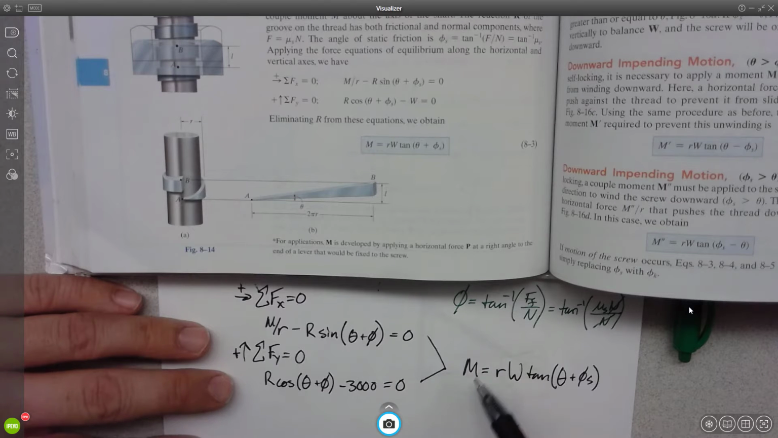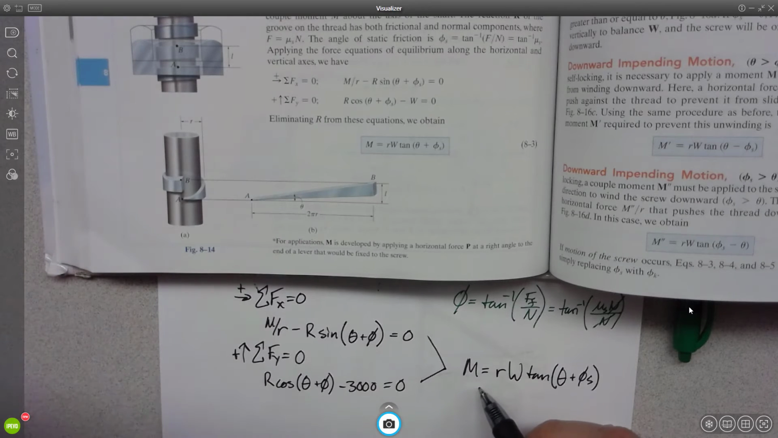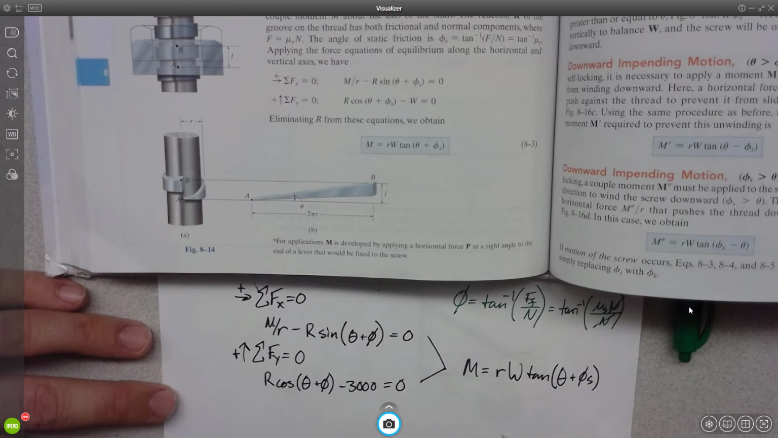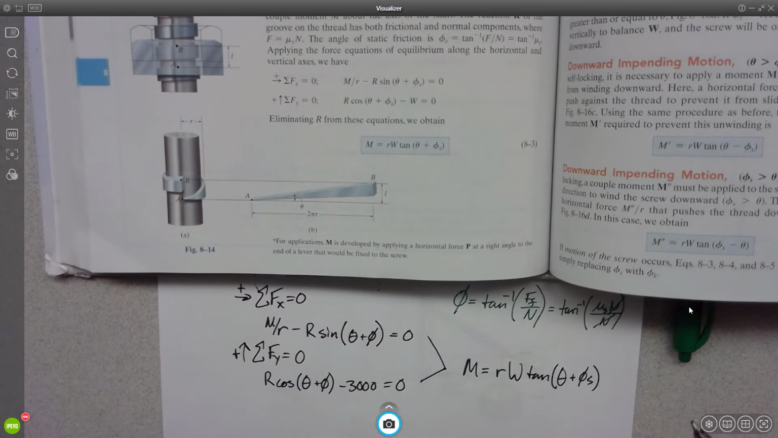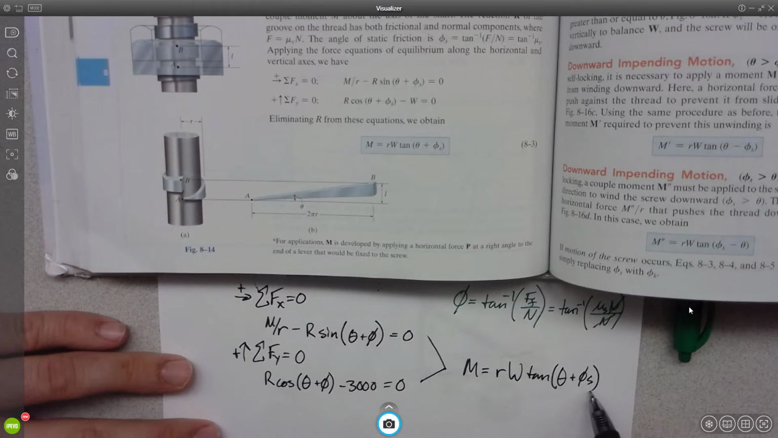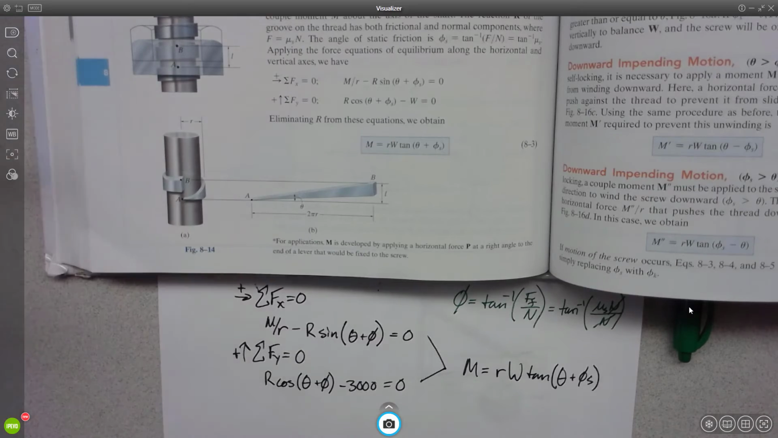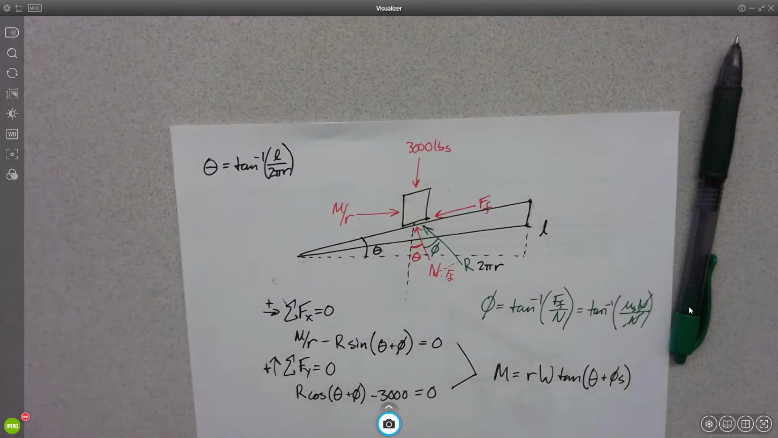This moment, exactly, is the amount of torque required to turn the screw and cause it to start lifting the truck. Okay? Phi static. So this is the angle of static friction. Okay, so let's try this. Let's go back to our example.